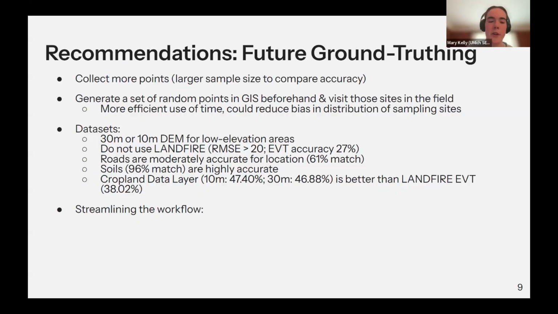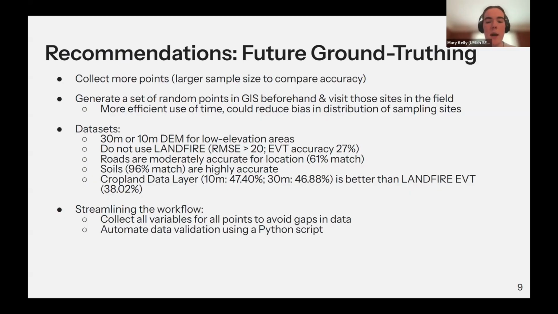The last part is sort of just generally streamlining the workflow. We recommend collecting all of the different variables at every single point to avoid gaps in the data. We had a few areas where we were missing some variables at different points, which contributed to gaps and may have impacted our accuracy analysis a little bit. And then another option could be, if you have Python skills, to maybe automate a bit of this data validation using a Python script or an R script, since a lot of these error calculations are pretty consistent and pretty similar across data sets. And just sort of doing all that automation all at once would speed things up.